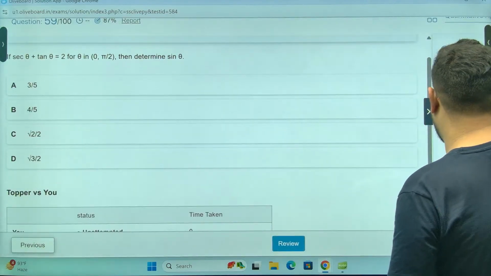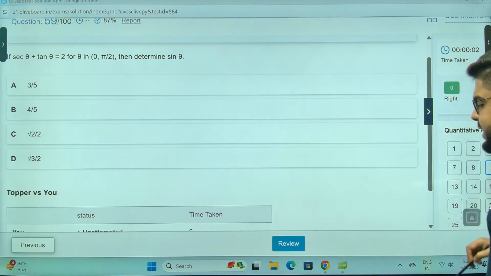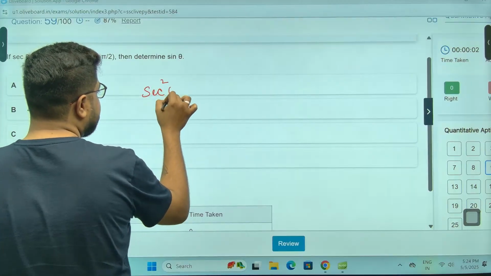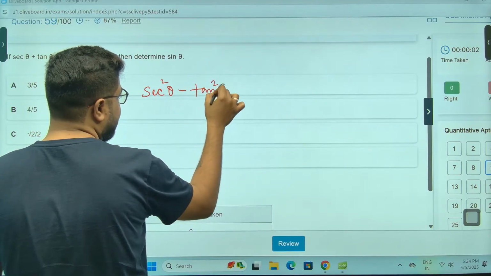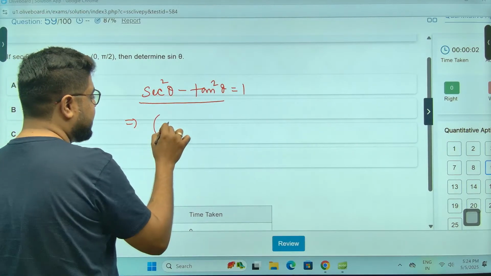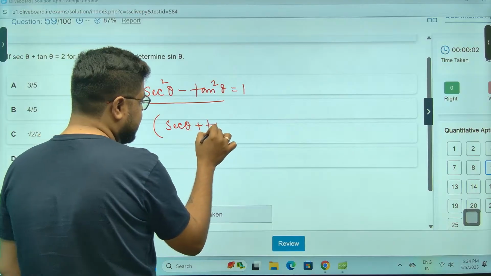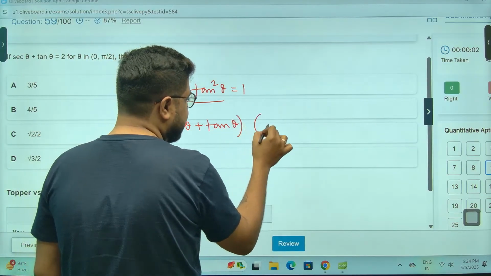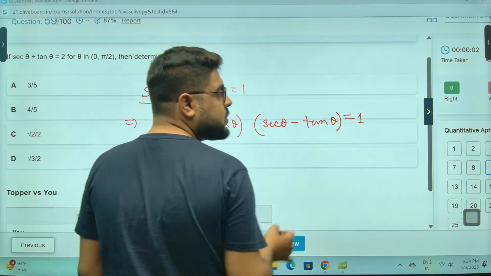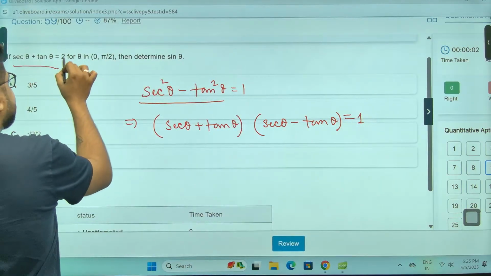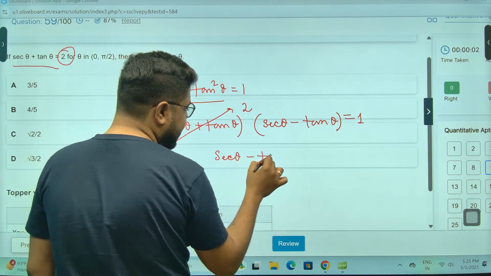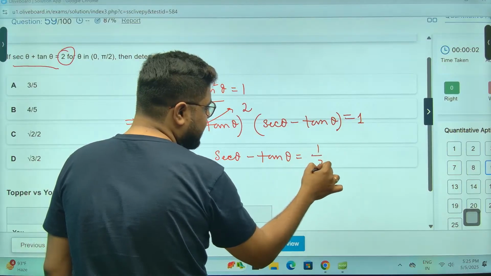Sir, this is sec plus tan. Same thing, sec plus tan or cosec and cot. We all know sec square theta minus tan square theta is always 1. So it can be broken down as a square minus b square: sec theta plus tan theta into sec theta minus tan theta. Now again, I'm showing you this, but please do not do this. So sec theta plus tan theta is given as 2. So remember, sec theta minus tan theta will be 1 by 2.